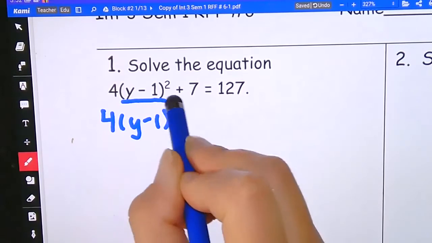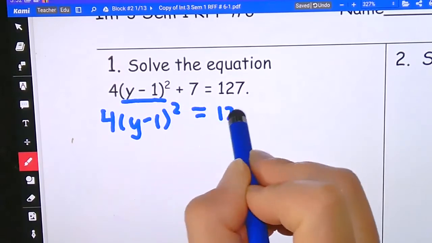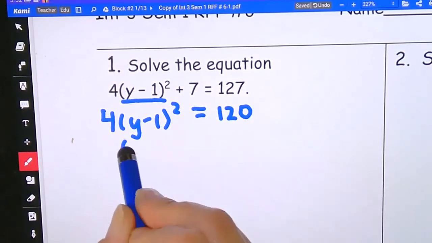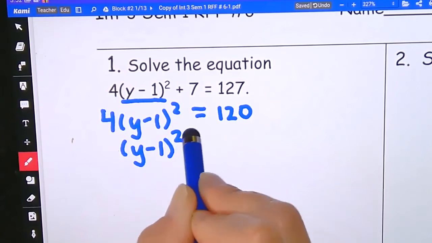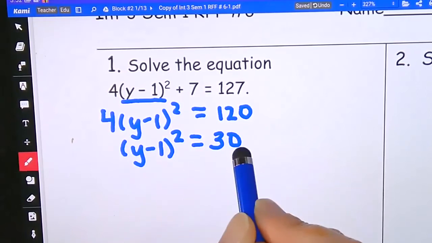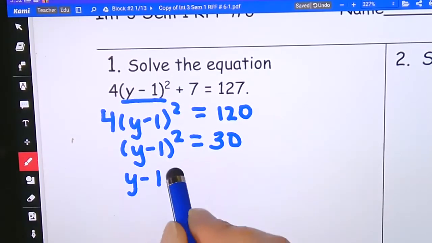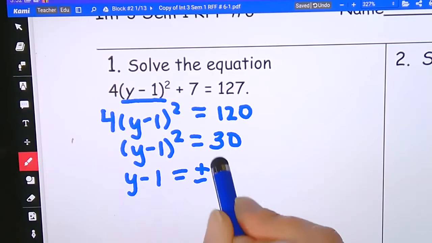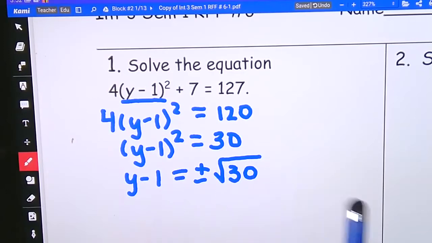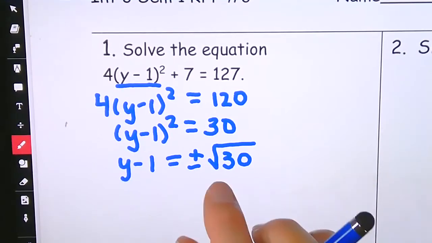So I'm going to, again, subtract 7, so I get 120. I'm going to divide by 4, so I'm going to get 30. And now at this point, I'm going to square root both sides. So I'm going to get y minus 1 equals plus or minus the square root of 30. And if I could clean up the square root of 30, I would clean it up.